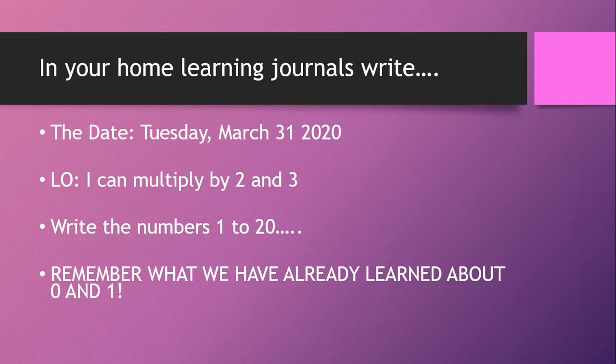So in your home learning journals today, I would like you to write the date, which is Tuesday, March 31st, 2020. You can write the long date, which I just said, or you can write the short date. You need to write your LO, which is I can multiply by 2 and 3. And then you need to write the numbers 1 to 20, because today you have 20 questions.